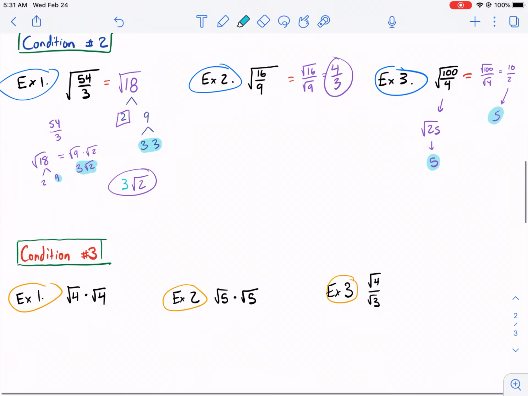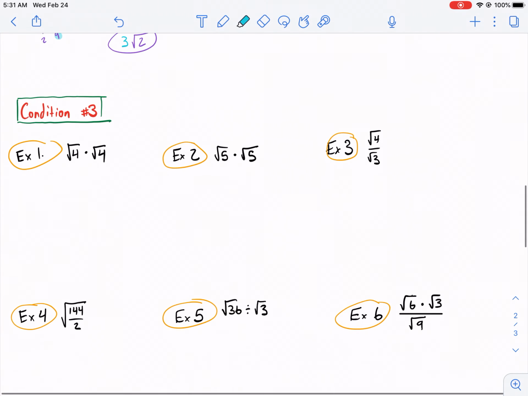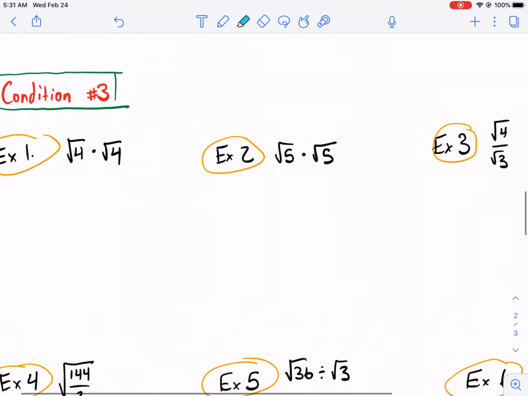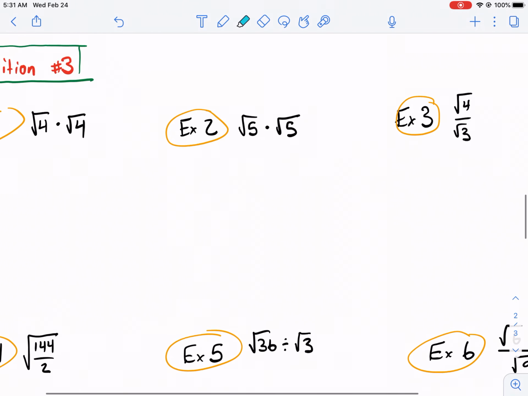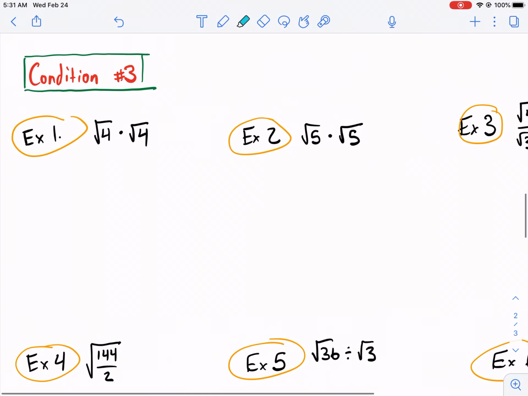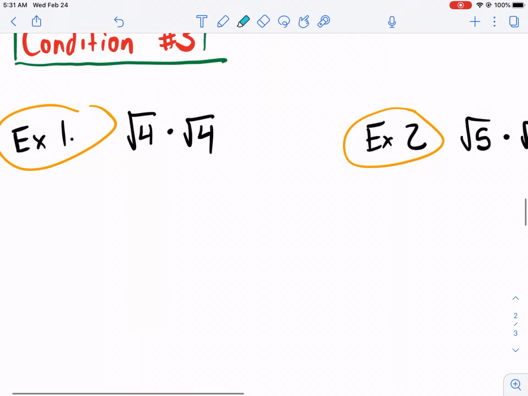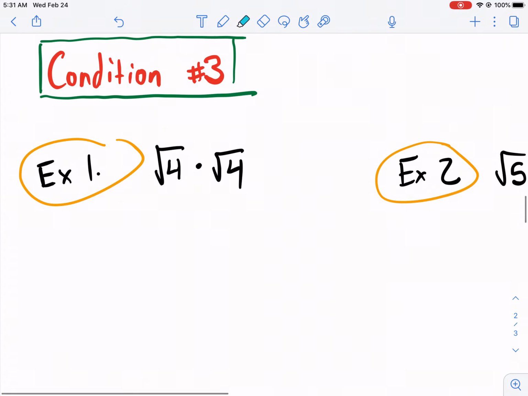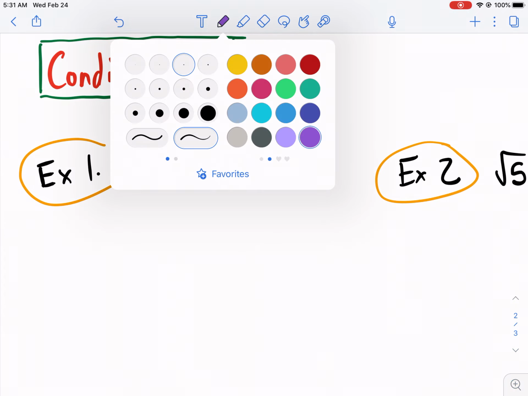Lastly, we're going to talk about condition 3. Condition 3 is when we have a radical in the denominator, a radical in the denominator that we can't solve. So let's go ahead and first get into some lead-up questions.